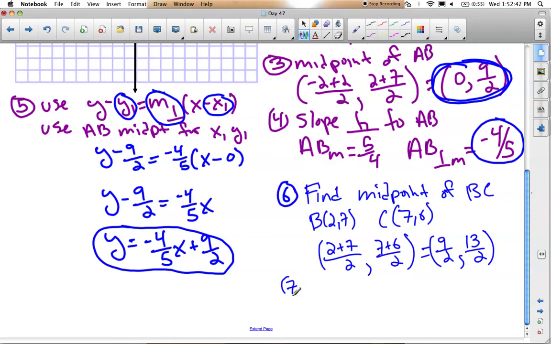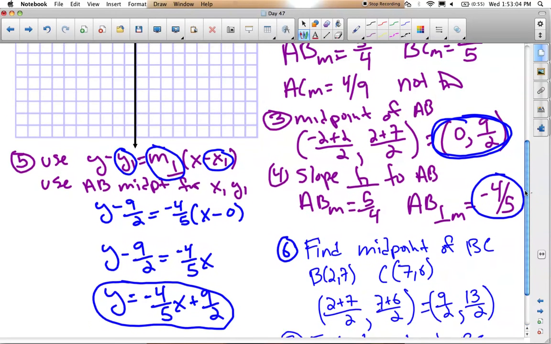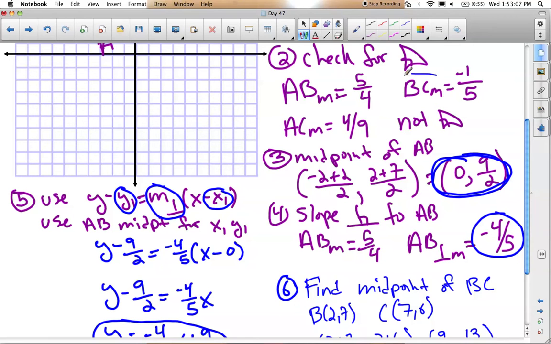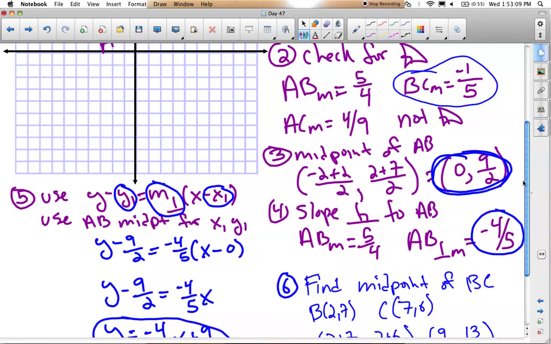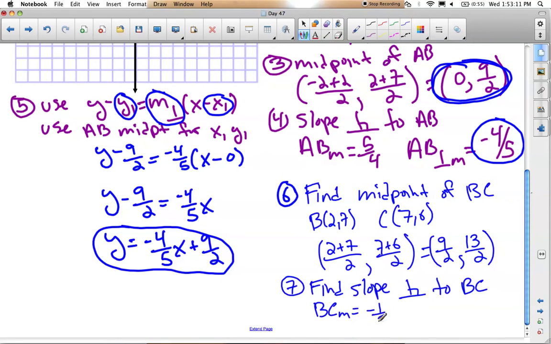Step 7. We need to find the slope that's perpendicular to BC. So my BC slope, scroll up here, my BC slope is negative 1/5. Therefore, my BC perpendicular slope is equal to 5.